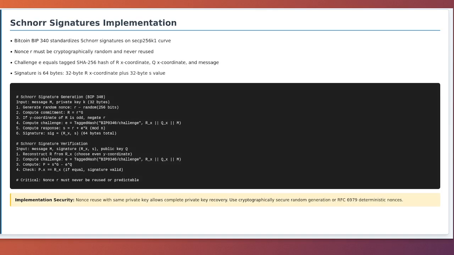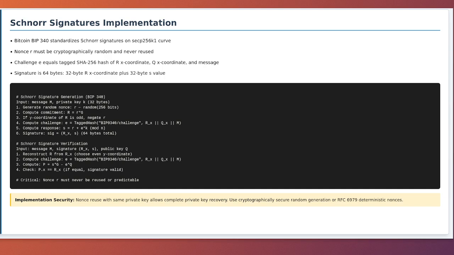Schnorr signatures implementation. Let's examine how Schnorr signatures are implemented in practice, using real elliptic curve parameters and actual code considerations. Schnorr signatures are now standardized in Bitcoin through BIP 340, which specifies exactly how to implement them securely on the secp256k1 curve. The implementation details matter tremendously. Small mistakes can completely break security.